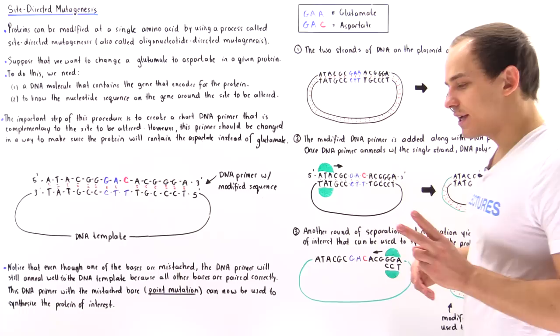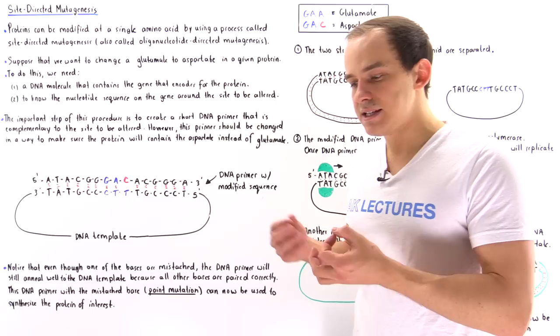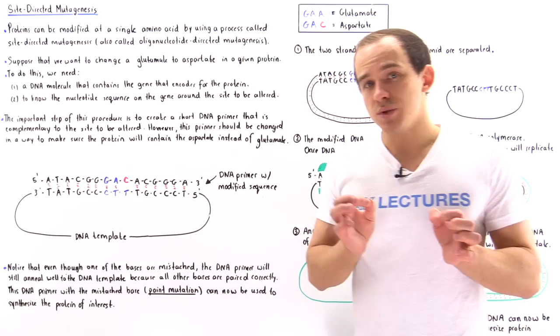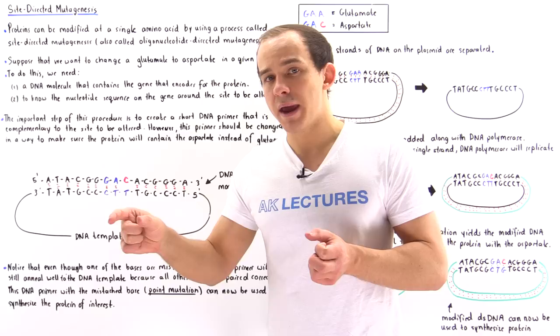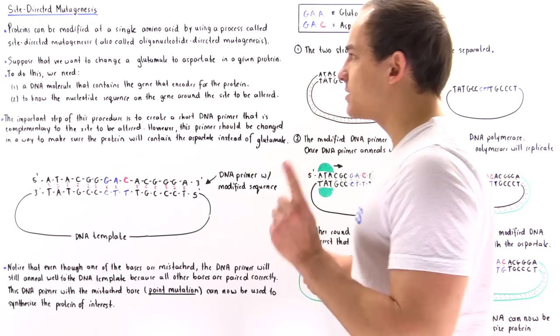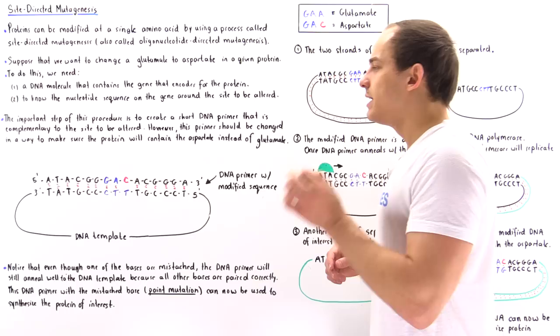Well, we need two things. Number one, we need that double-stranded DNA molecule that contains the gene that encodes for that protein in the first place, the correct sequence of nucleotides. And we also actually need to know the sequence of nucleotides around that area that we want to modify. So in that area where we want to change that codon sequence that codes for glutamate to the codon sequence that codes for aspartate. So we need two things. Number one, a DNA molecule that contains the gene that encodes for that protein. And number two, to know the nucleotide sequence on that gene around the site that is actually to be altered.